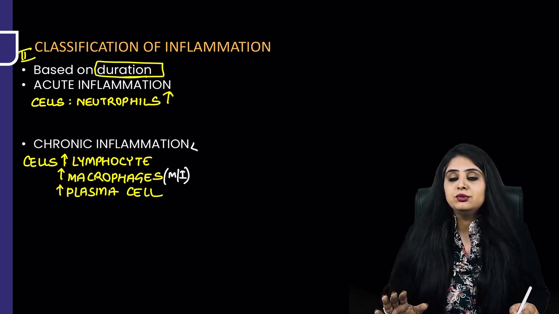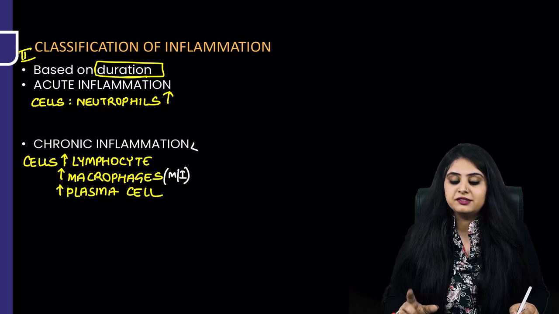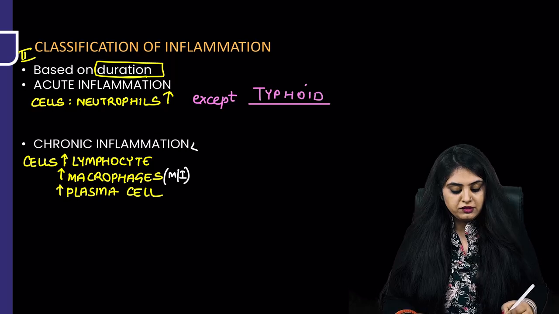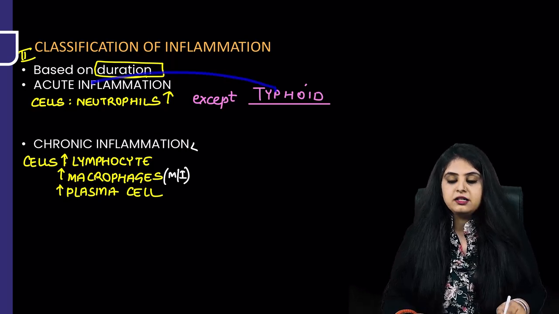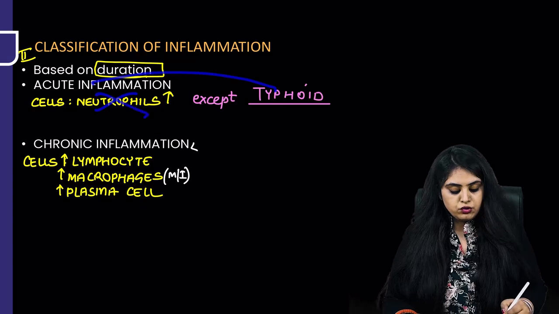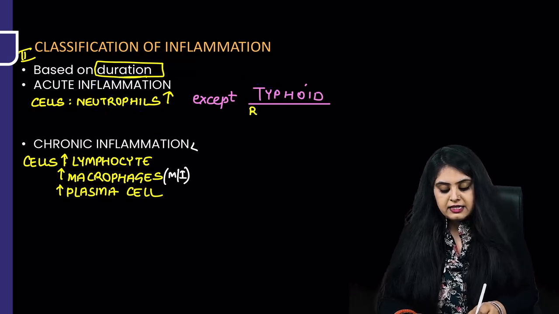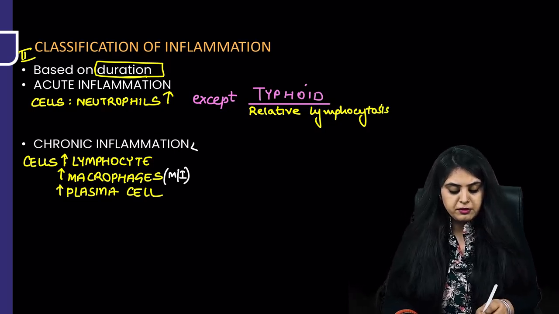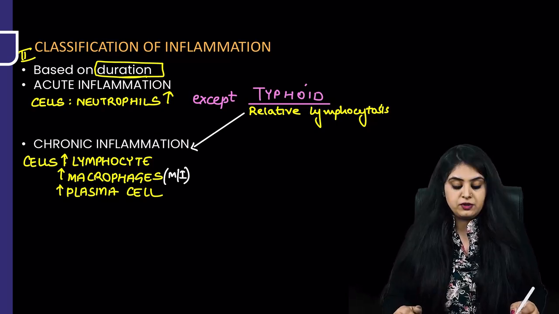Examiner doesn't ask you rules, he asks you exceptions always. So remember, all the acute inflammations are going to show you neutrophils. However, typhoid is an acute inflammation, but it does not show you neutrophils. On the other hand, it tends to show you relative lymphocytosis. So if you look a little carefully, it is an acute inflammation, but it's not showing me cells of acute inflammation. It's showing me cells which are opposite. It is showing me cells of chronic inflammation.